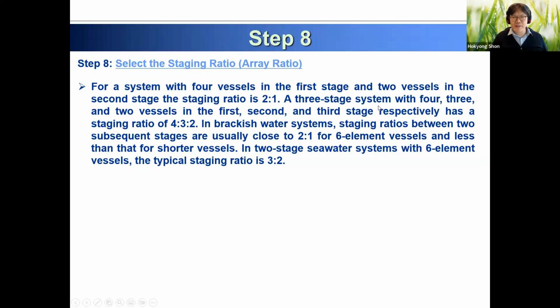A 3-stage system with 4, 3, and 2 vessels in the first, second, and third stage, respectively, has a staging ratio of 4:3:2. In a brackish water system, the staging ratio between 2 subsequent stages is usually close to 2 to 1 for 6-element vessels and less than that for shorter vessels. In a 2-stage seawater system with 6-element vessels, the typical staging ratio is 3 to 2.